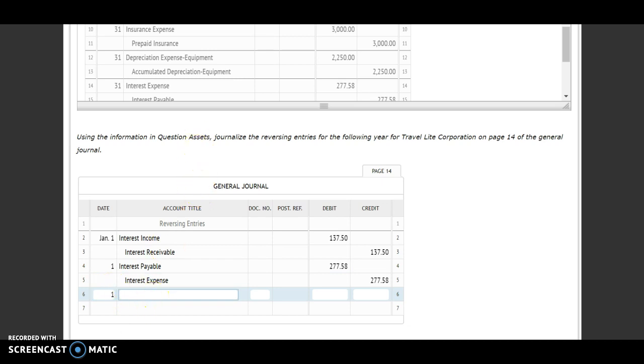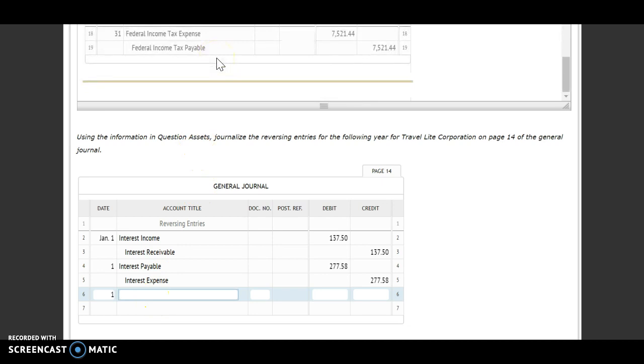Okay, our last reversing entry is dealing with federal income tax. So this one here, I'm going to debit federal income tax payable for $7,521.44. And I'm going to credit federal income tax expense for $7,521.44. Okay, those are my 3 reversing entries that I need to make.